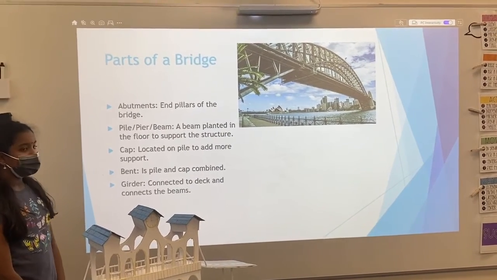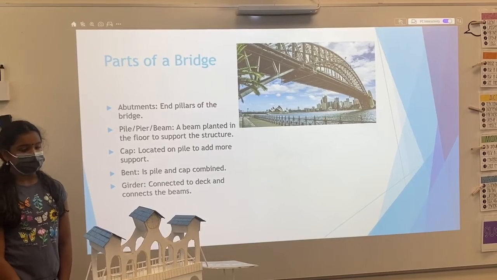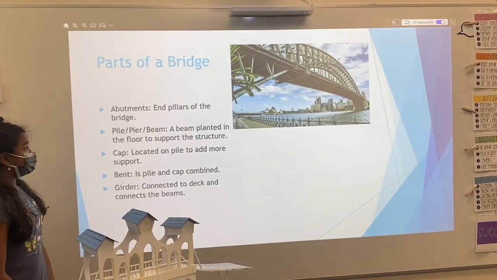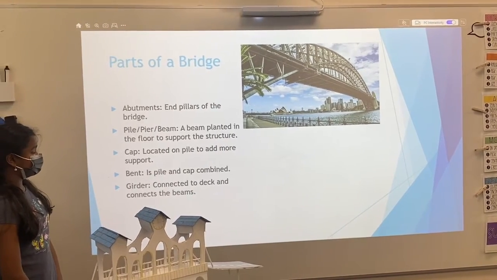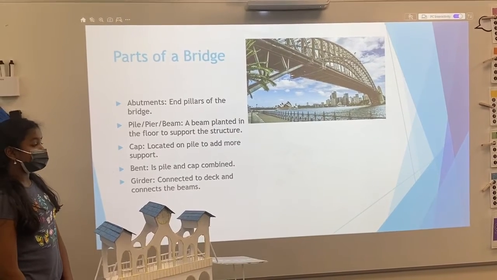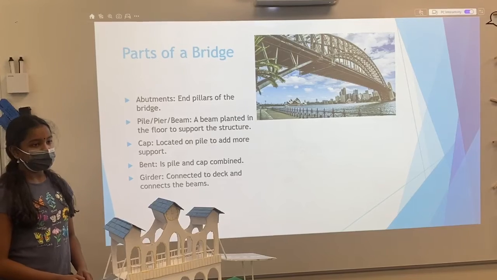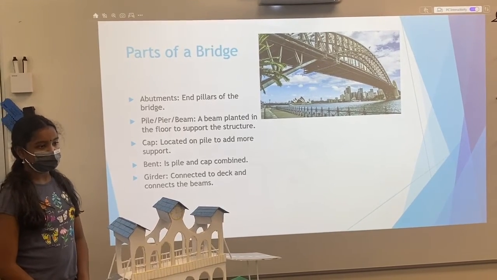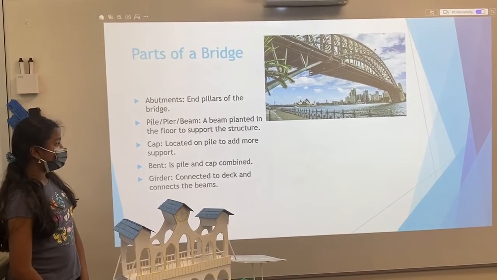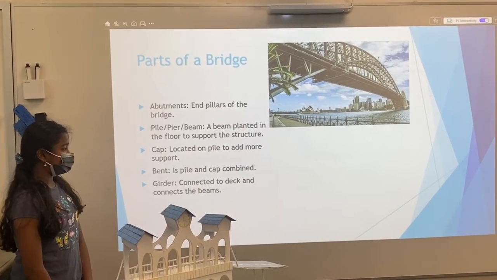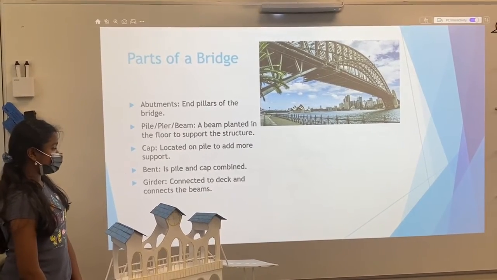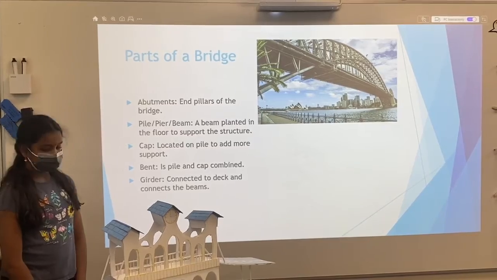Next, there's pile, also called piers or beams. It's a beam planted in the floor to support the structure. Then there's cap. It's located on pile to add more support and help transport the forces. Bent is pile and cap combined. Girder is connected to the deck and connects the deck beams.